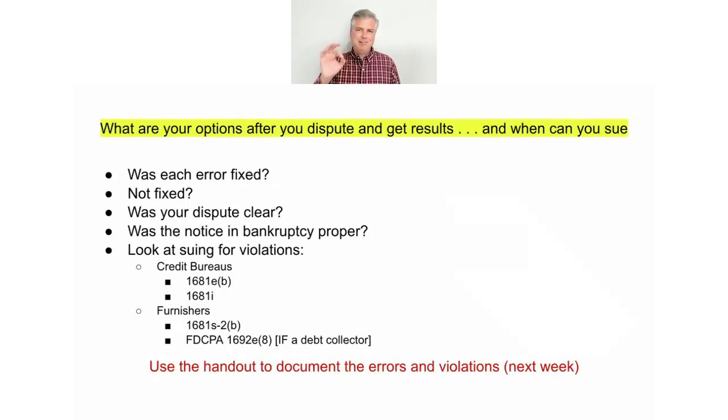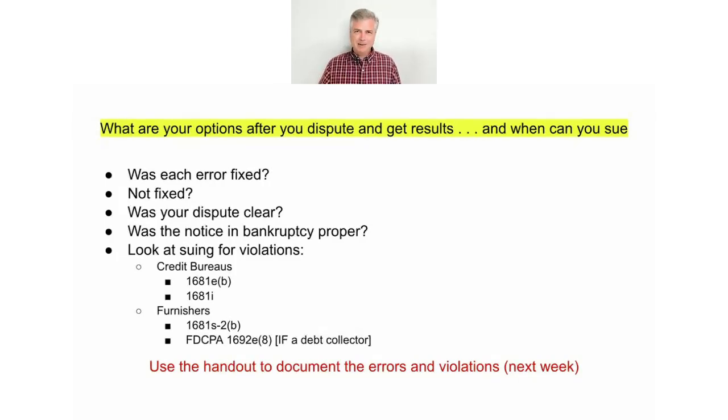Then you go, okay, was each error fixed? Now, if each error was fixed, then we're not going to have an S2B claim. So remember when I was talking with Merle about that, S2B is for the furnisher. We're not going to have an I claim. I stands for investigation because we asked them to investigate and they fixed it or they deleted it. But we might have an EB claim. Okay. Now, I'm always telling lawyers, be very careful about filing those claims.